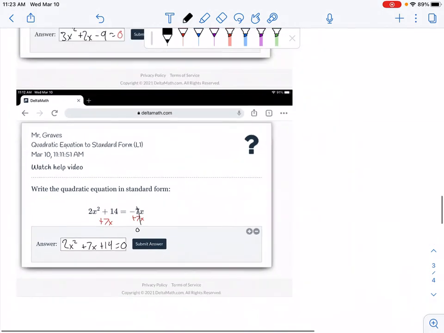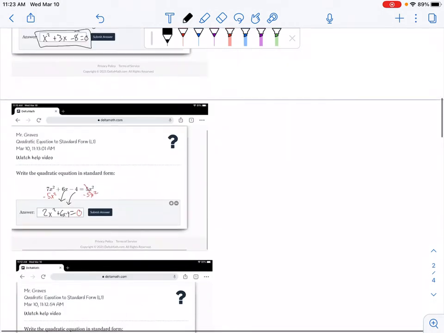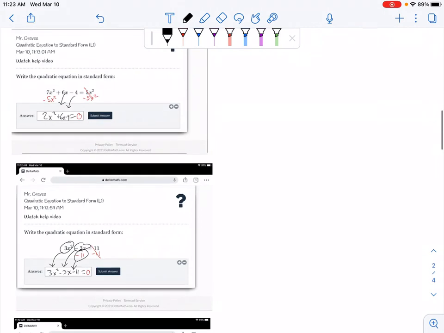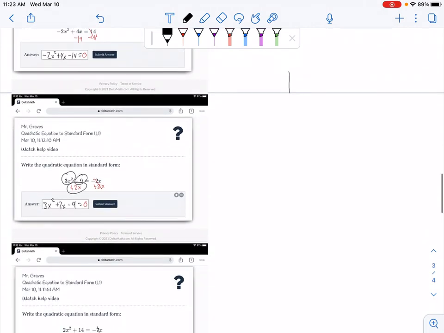Okay, so today's Delta Math assignment, you're going to practice filling out a few big X problems like factoring, and then you'll practice putting equations in standard form.